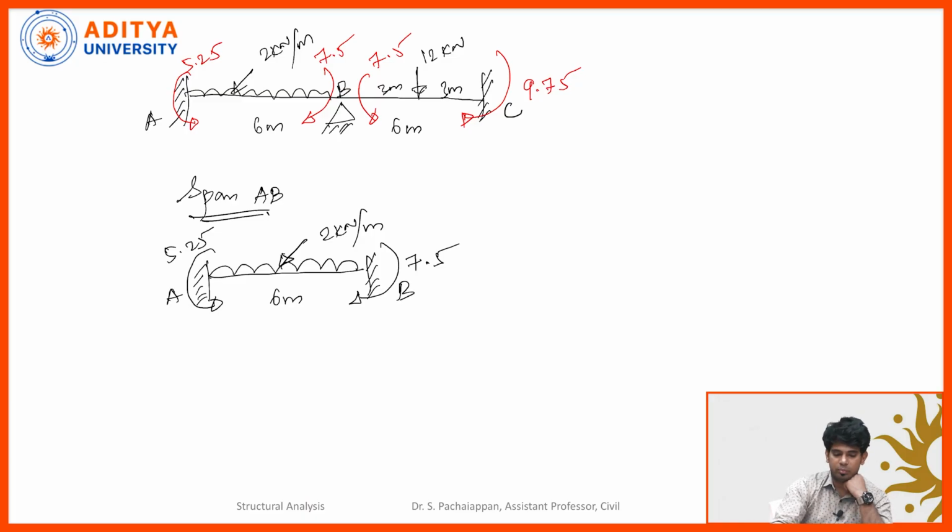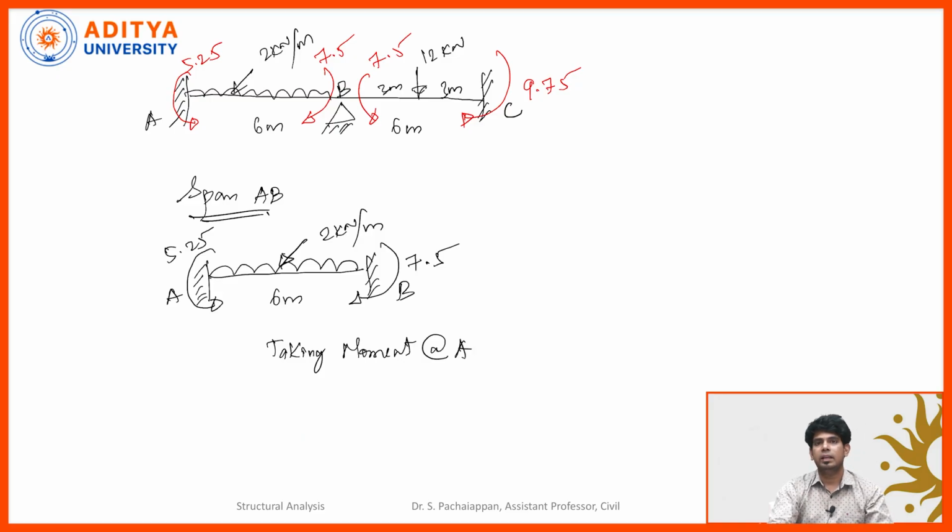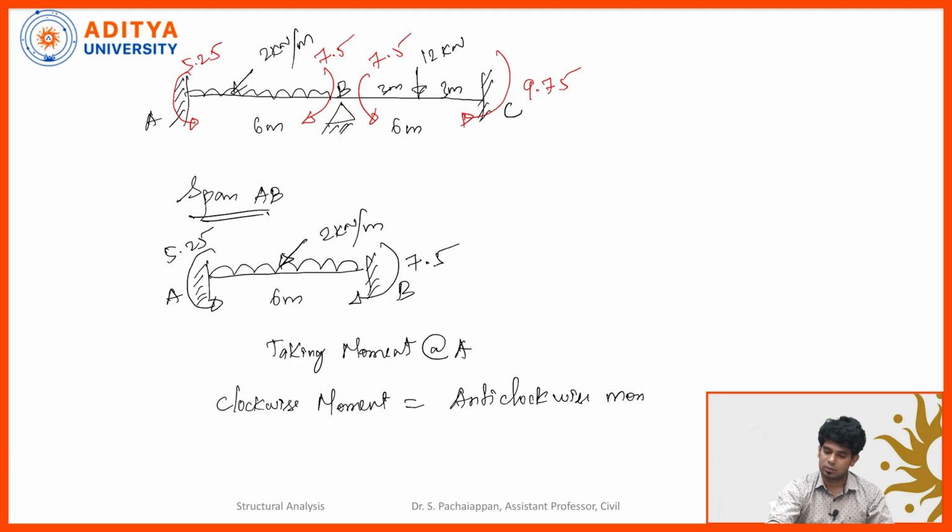Now what I am going to do is take moment at A, and equate the clockwise moment and the anti-clockwise moment. First of all, what are the clockwise moments available here?